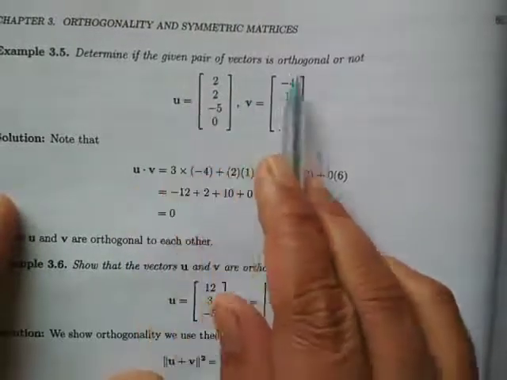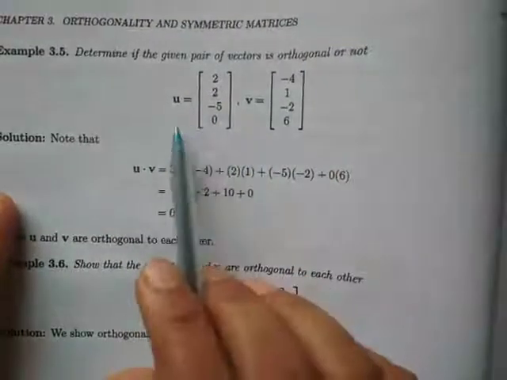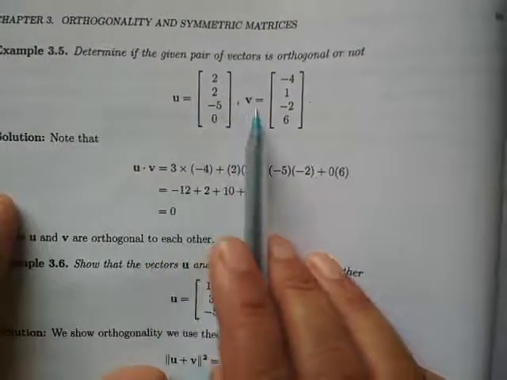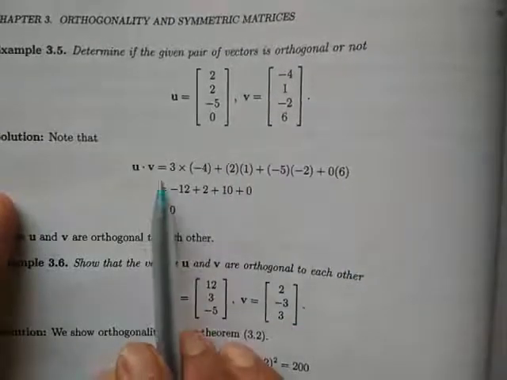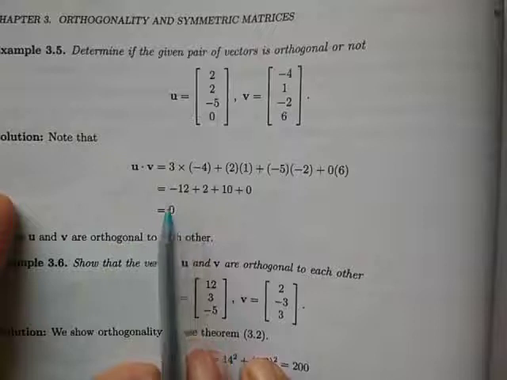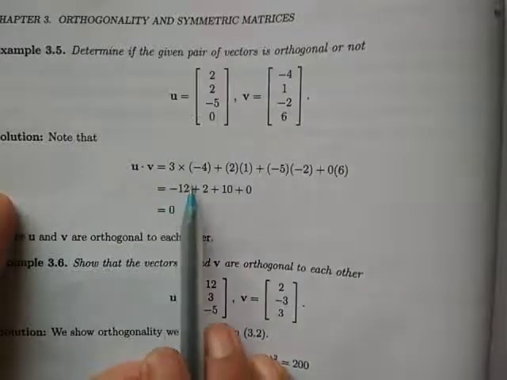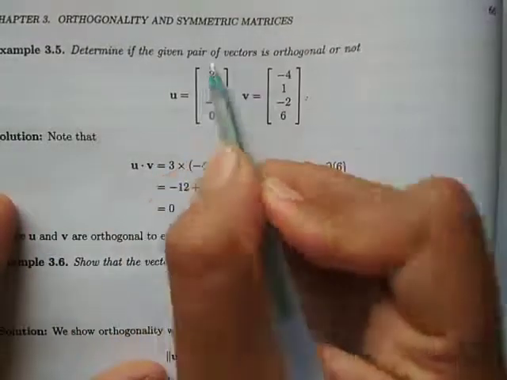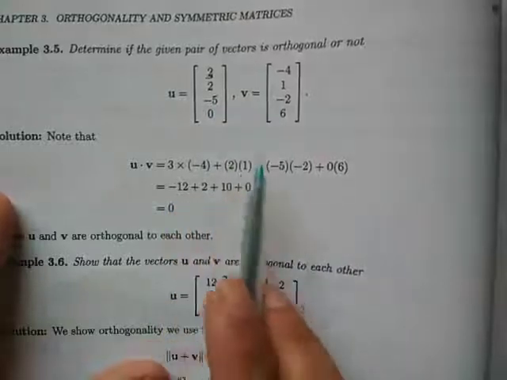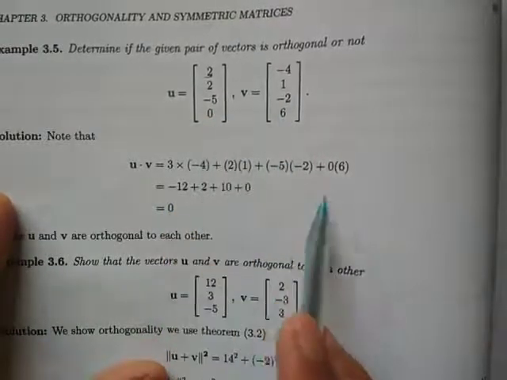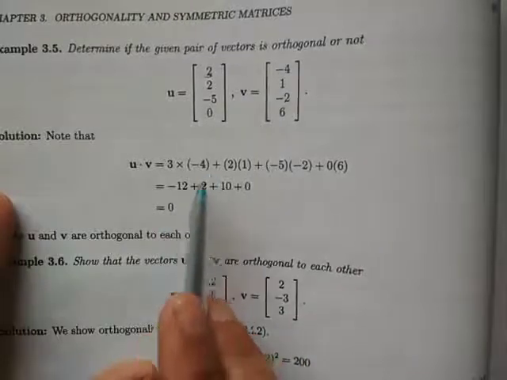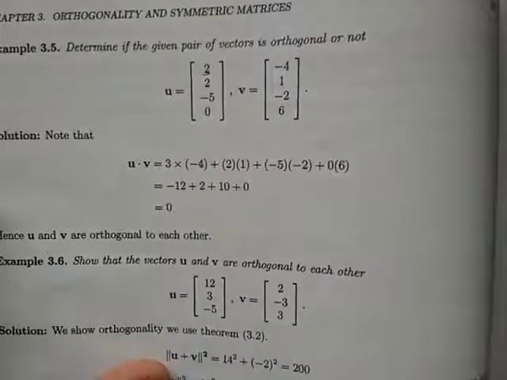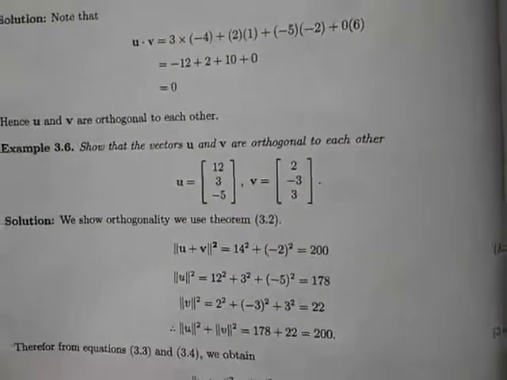Determine if the given pair of vectors is orthogonal or not. Here u is this and v is this. For this we have to check whether the dot product of u and v is 0 or not. u dot v is equal to 3 into minus 4 plus 2 into 1 plus minus 5 into minus 2 plus 0 into 6. If we simplify and calculate this, you will get 0. So u dot v is equal to 0, so u and v are orthogonal to each other. Let us see one more example.